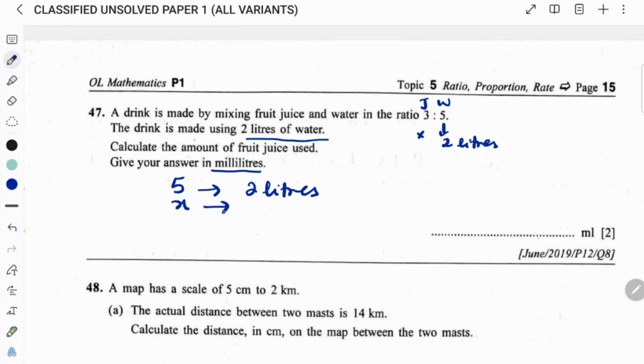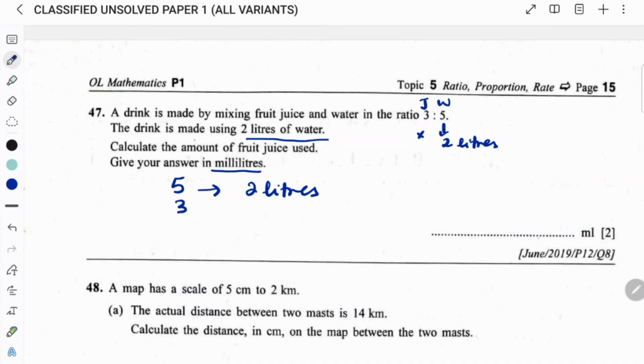X will represent 3. The question asks us to find the amount of the fruit juice, but in milliliters. First we find the answer in liters, and then we multiply by 1000 to get milliliters. So 2x is equal to... sorry, the same thing I did. 3 was the ratio. Okay, 3 ratio.